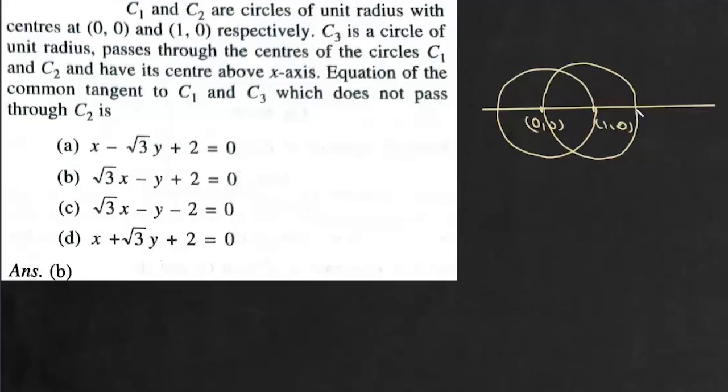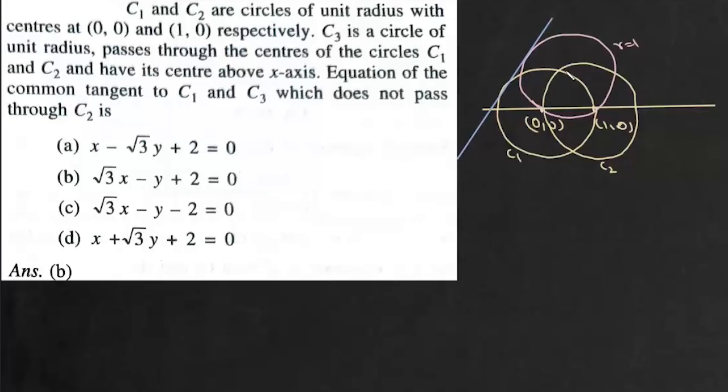Say C3 is a circle of unit radius passing through the centers of C1 and C2. Now this is C1 and this is C2, and we have this third circle which passes through the centers of C1 and C2, and its radius is also 1 unit. Now we have to find the equation of the common tangent to C1 and C3 which does not pass through C2. So basically we have to find the equation of this tangent.